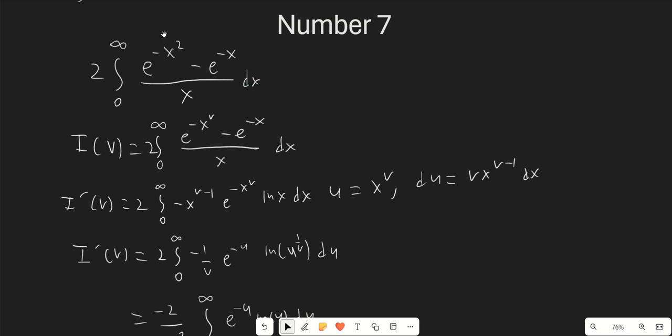And notice that we have two very similar expressions here. They're just differing by this 2 in the top, so we're going to go ahead and parameterize and use Feynman's trick. So we get that I of v equals 2 times the integral from 0 to infinity of e to the negative x to the v minus e to the negative x all over x dx. Differentiating with respect to v, we get I prime of v equals 2 times the integral from 0 to infinity of negative x to the v minus 1.